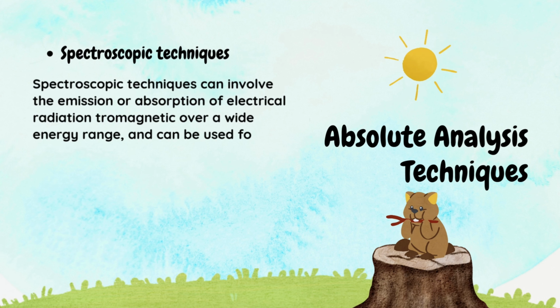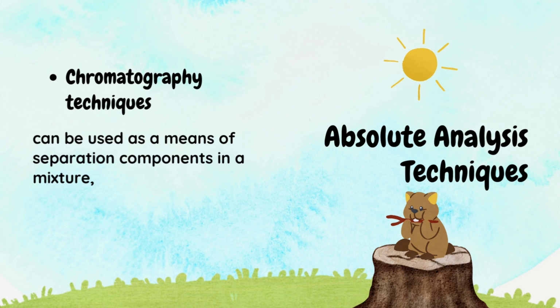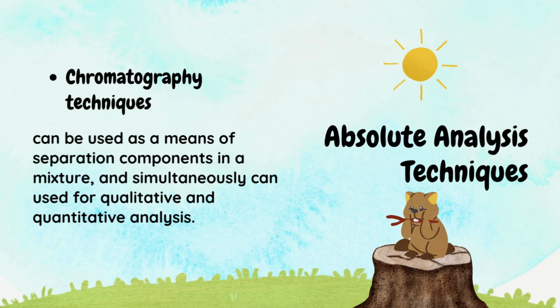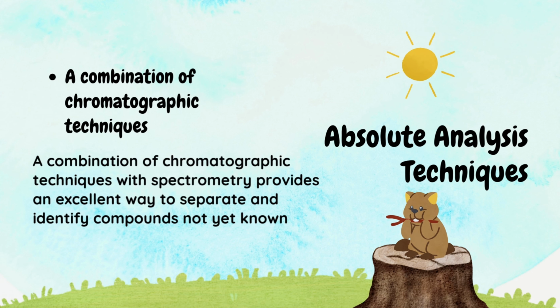Spectroscopic techniques can involve the emission or absorption of electromagnetic radiation over a wide energy range, and can be used for qualitative and quantitative analysis, and can provide information on the chemical structure of the analytes from major to minor levels. Chromatography techniques can be used as a means of separating components in a mixture, and simultaneously can be used for qualitative and quantitative analysis. A combination of chromatographic techniques with spectrometry provides an excellent way to separate and identify compounds not yet known.